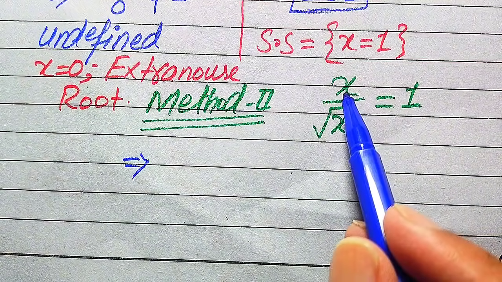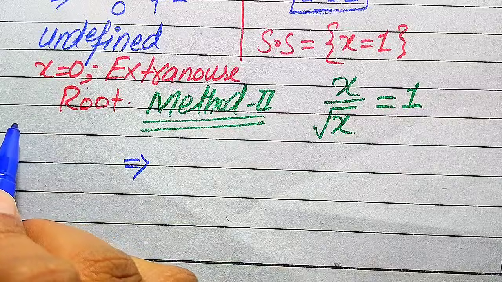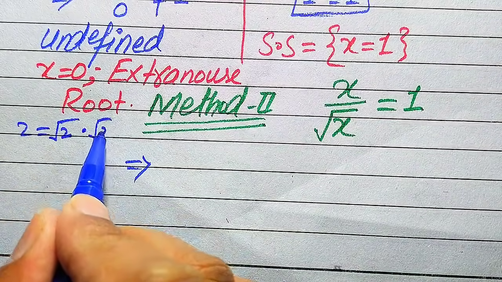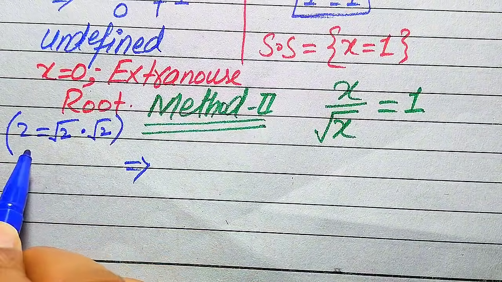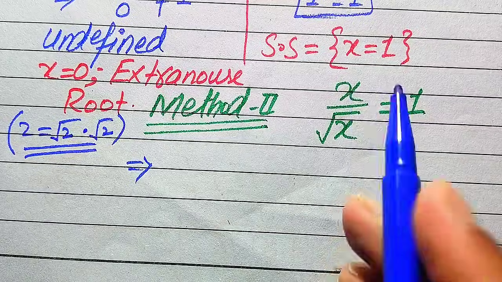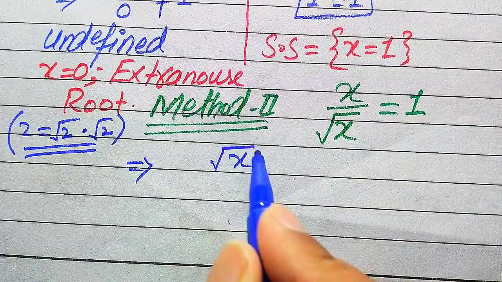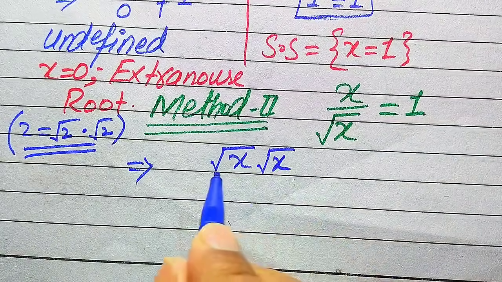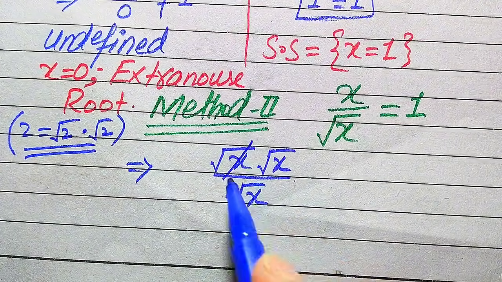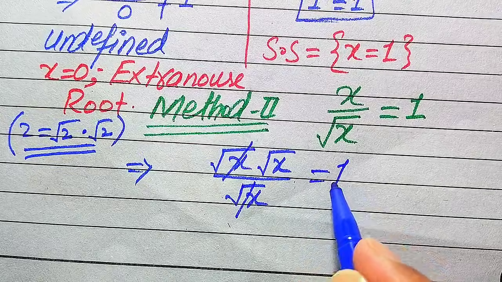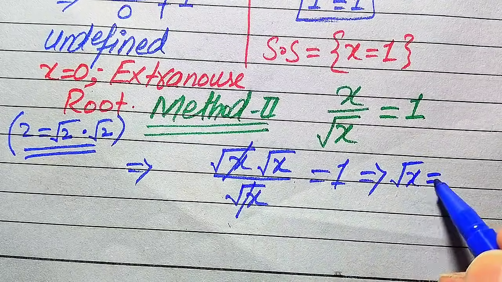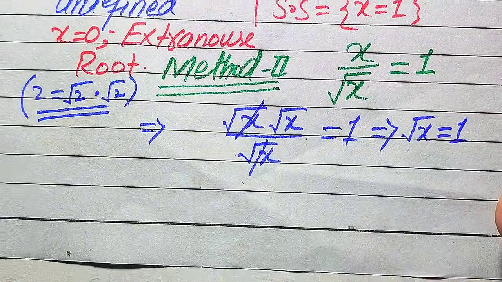So here you know that this is x, and we know that if you have a number 2, we write this 2 as square root of 2 multiplied by square root of 2. Okay, this is the property of radicals. So according to this property, we write this x as square root of x multiplied by square root of x, divided by square root of x. And you see here this square root of x is cancelled out by this square root of x, and this implies that in the left hand side we get only one square root of x, and in the right hand side we get only one.